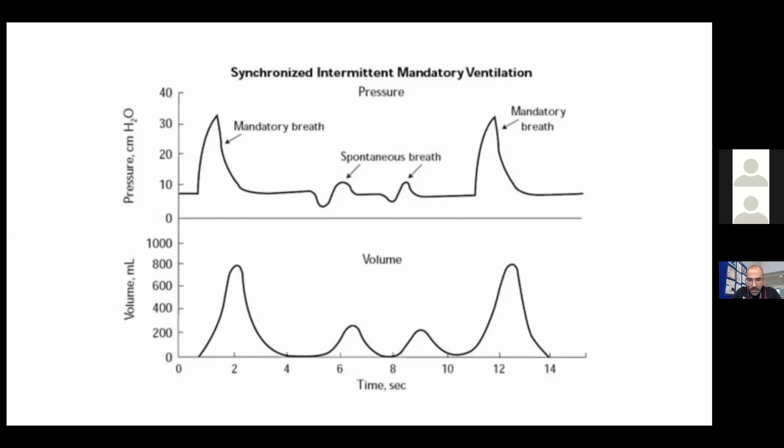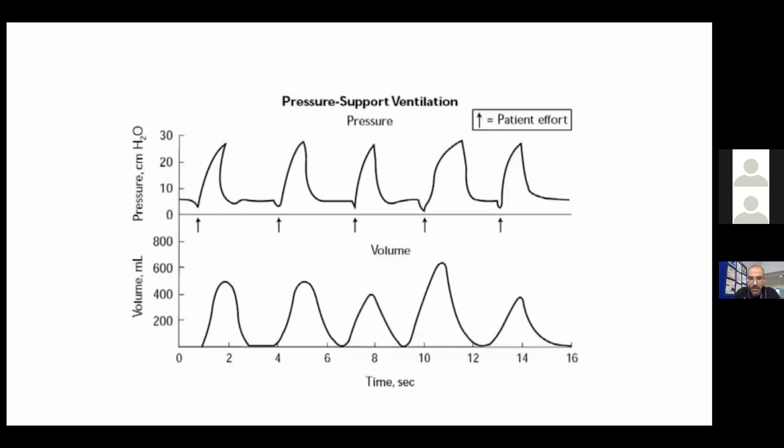On top of this synchronized intermittent mandatory ventilation, you can support the spontaneous breaths by providing pressure support. And this is how it looks. So you are providing some assistance in this breath. There is some deflection. The patient is always breathing, triggering the breath, and there are some breaths that the ventilator is totally supporting. That's why the volume is slightly different between breaths.